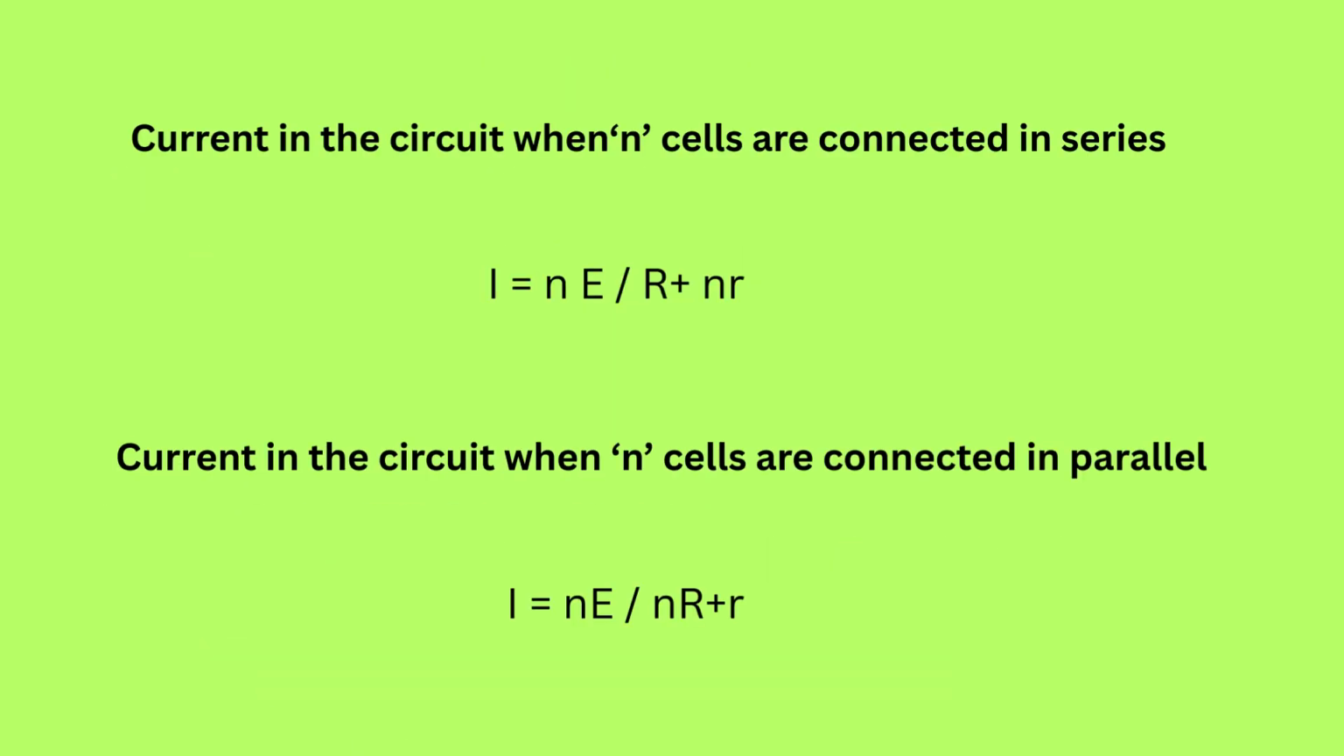Current in the circuit when N cells are connected in series is given by I equals NE by R plus NR. Current in the circuit when N cells are connected in parallel is given by I equals NE by NR plus R.